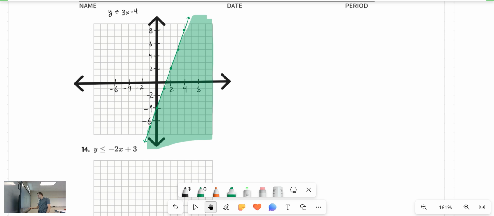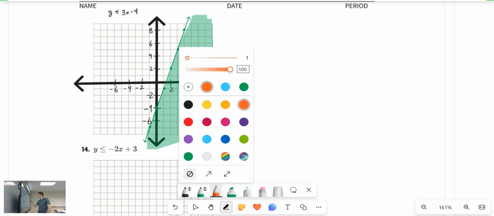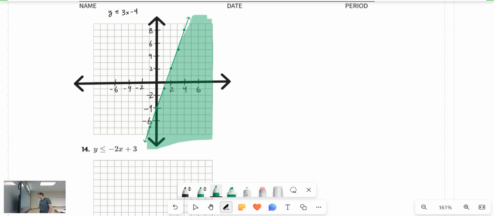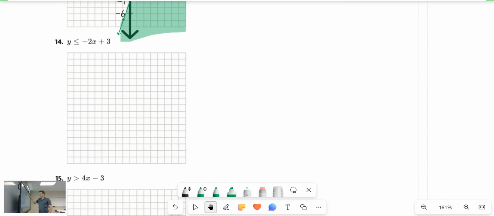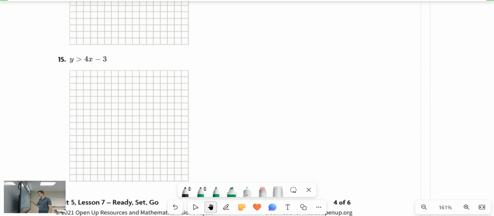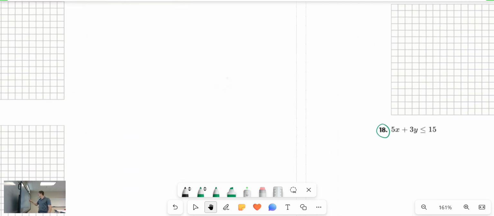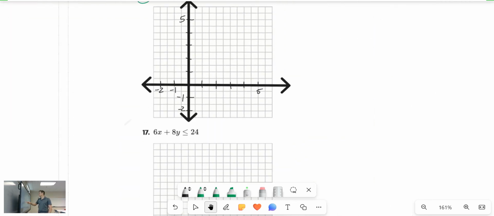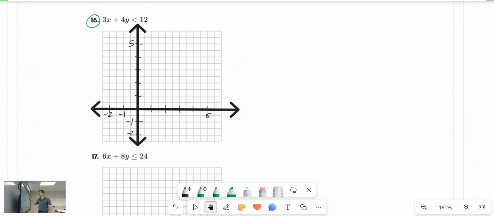Let's see about number 14. We're also going to make this one green and up to 3, just so we can expedite the process a little bit. So we're skipping 14 and 15. I believe we're doing 16 at the top of the next page. Yep, we are indeed. Here's 16.